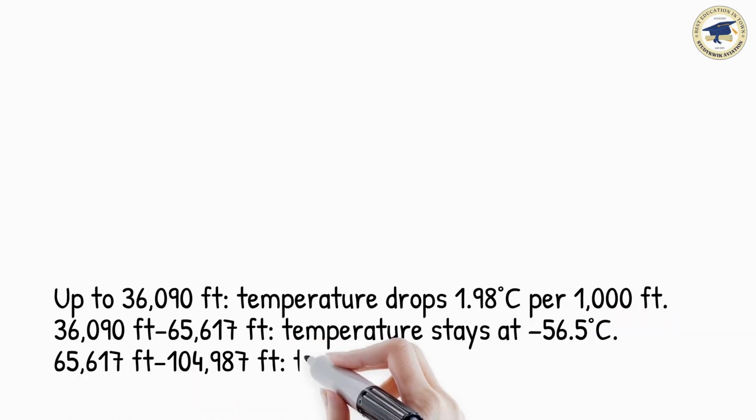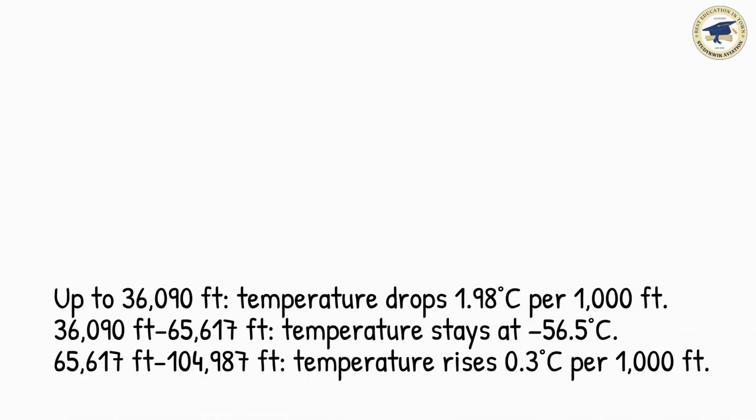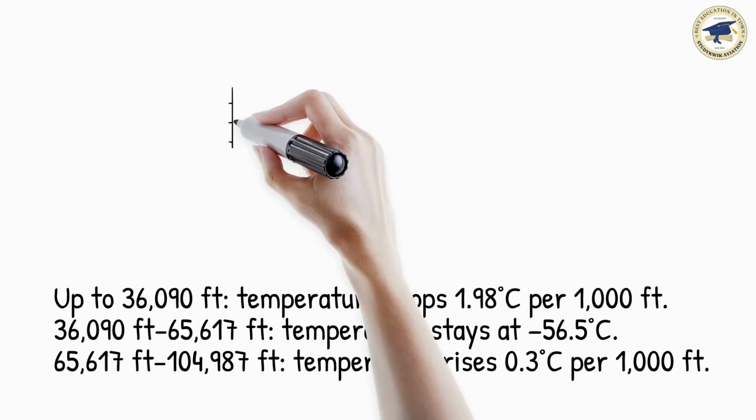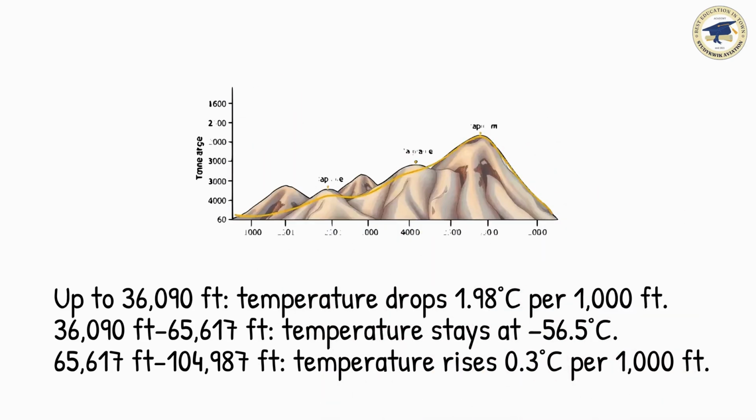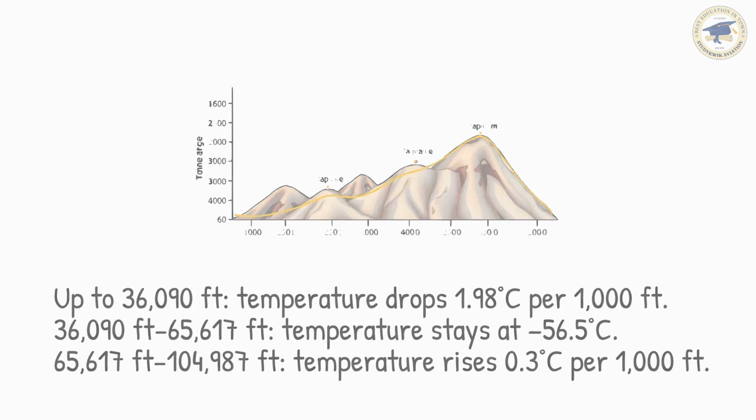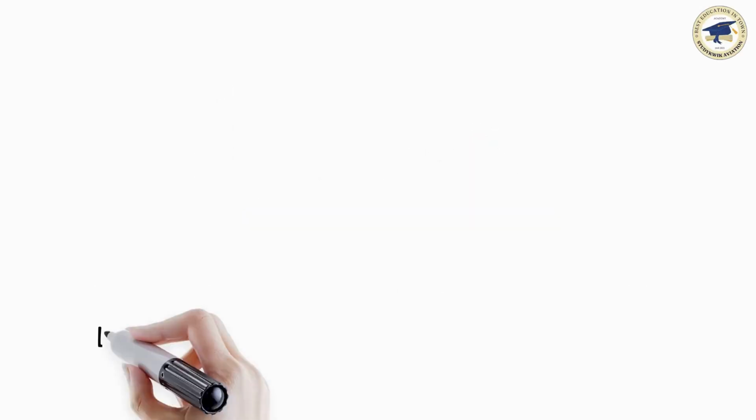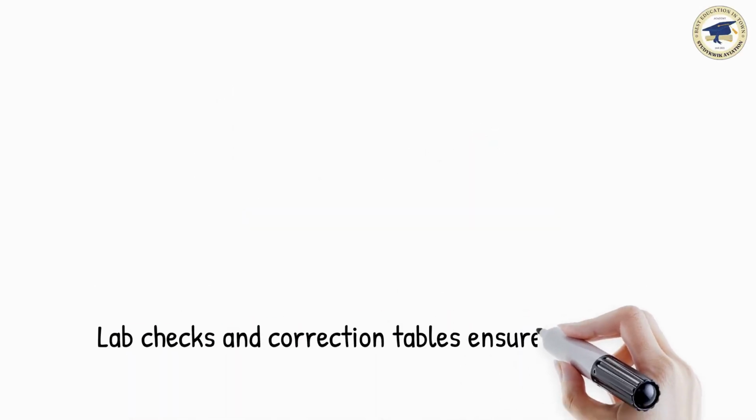From 36,090 feet to 65,617 feet, temperature stays at negative 56.5 degrees Celsius. From 65,617 feet to 104,987 feet, temperature rises 0.3 degrees Celsius per 1,000 feet. With ISA, pressure for any altitude can be calculated.